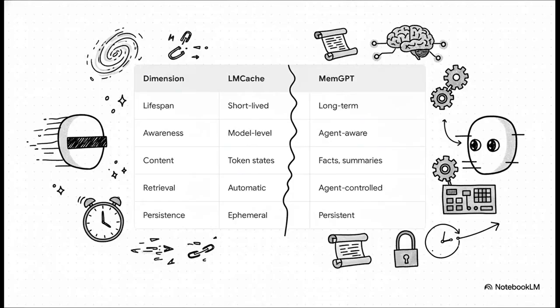This table just drives the point home perfectly. Look at the difference. LMCache deals with short-lived, low-level token states. The agent has no idea it even exists. MemGPT, on the other hand, deals with long-term, high-level facts and summaries. The agent isn't just aware of it, it controls it. Retrieval is totally automatic for LMCache, but for MemGPT, it's a deliberate act of reasoning.